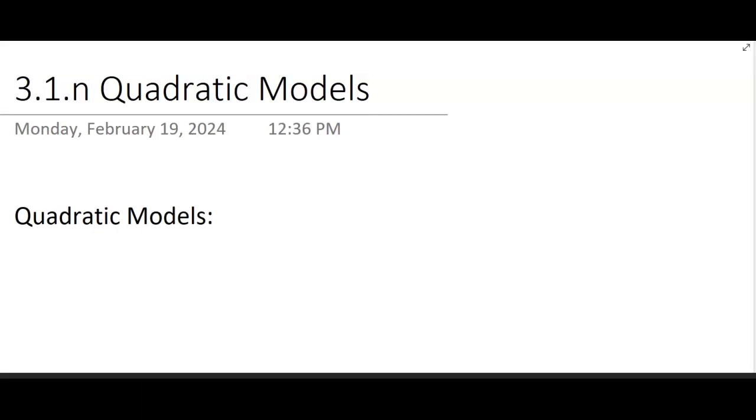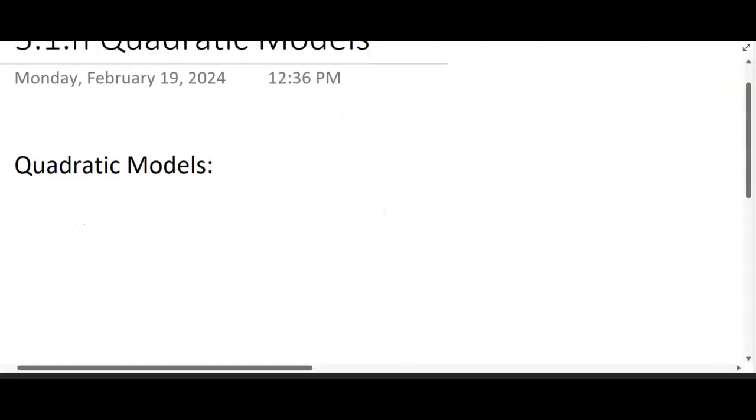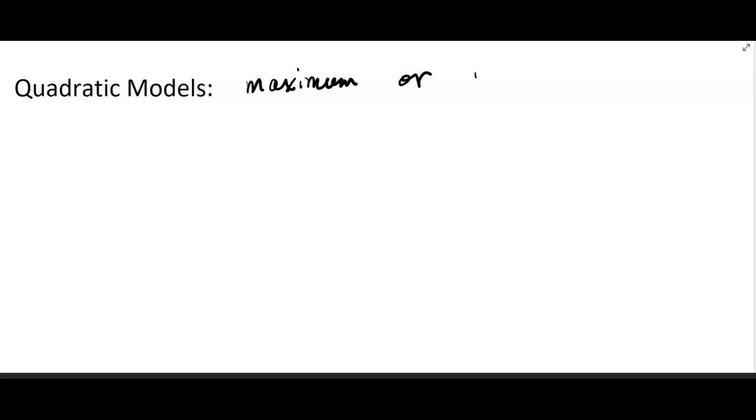So in the real world, there's all kinds of quadratic models in physics and business, and architecture and other things. So we will have them in that form that we've been talking about. But a lot of times what we're interested in is what's called the maximum or the minimum.